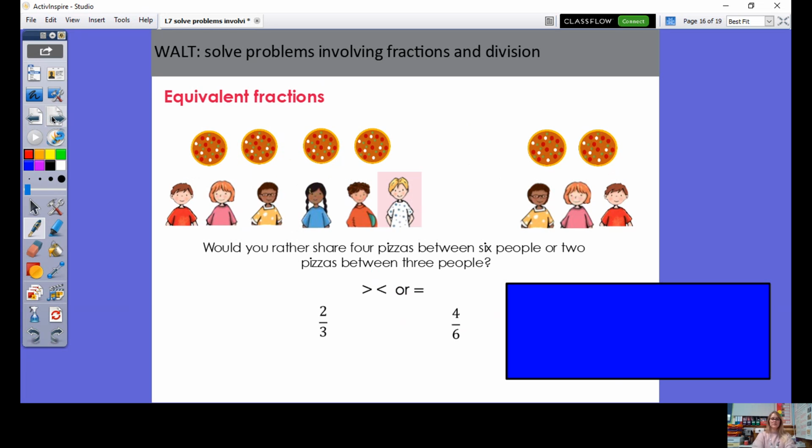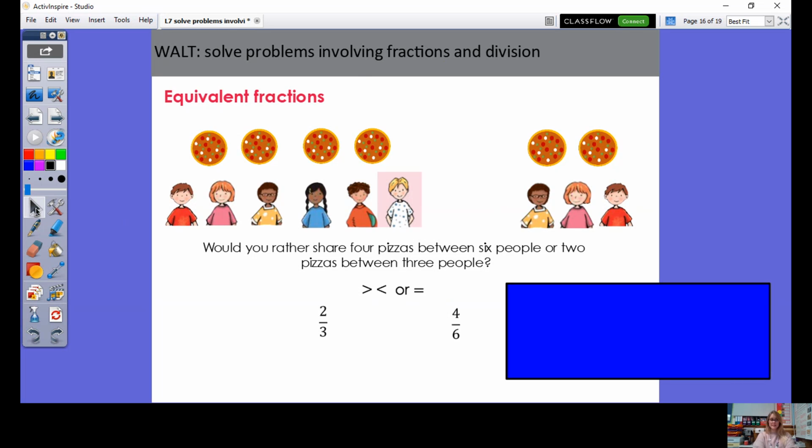Right, let's have a look at another example then. So I want you to think about what we've been learning over the past week or so. So would you rather share 4 pizzas between 6 people or 2 pizzas between 3 people? So straight away you might think, oh, there's more pizzas here, so I might want to be in that group. But there's less people in here. So which one do you think it would be? So thinking about our learning from the past few lessons, I want you to look really carefully at the fractions and have a think. Which would you rather have?